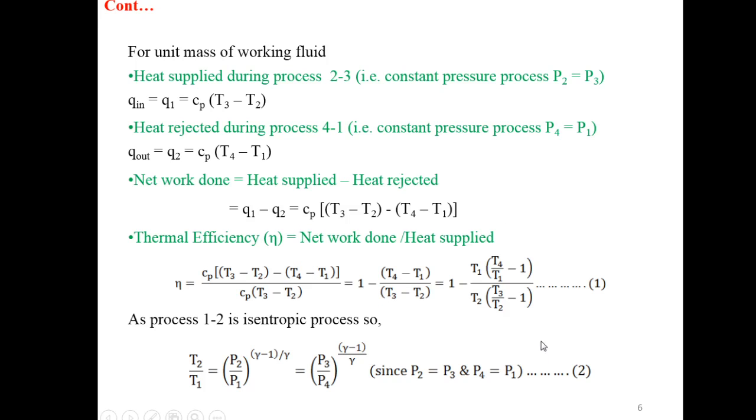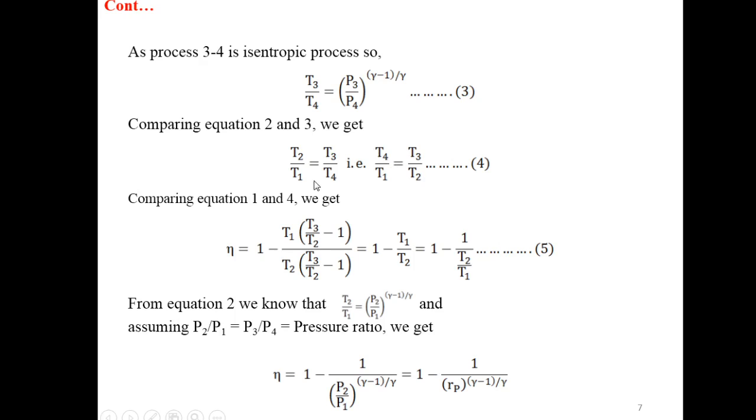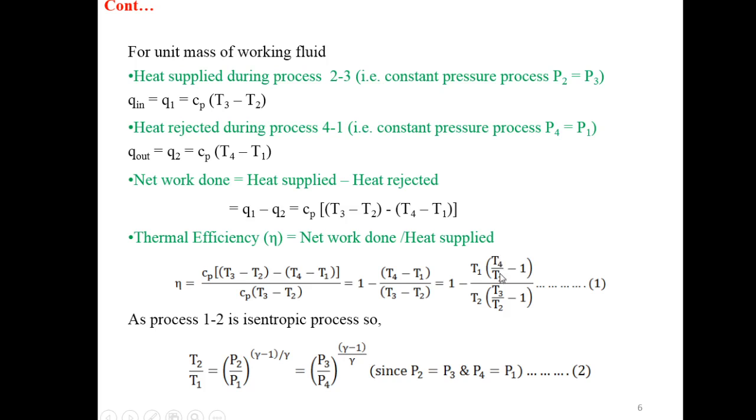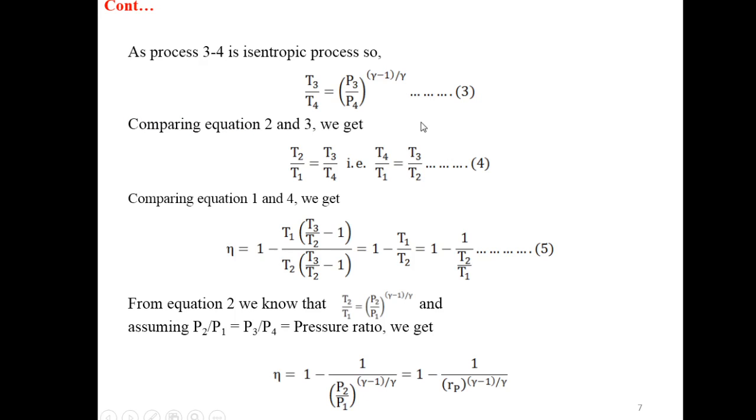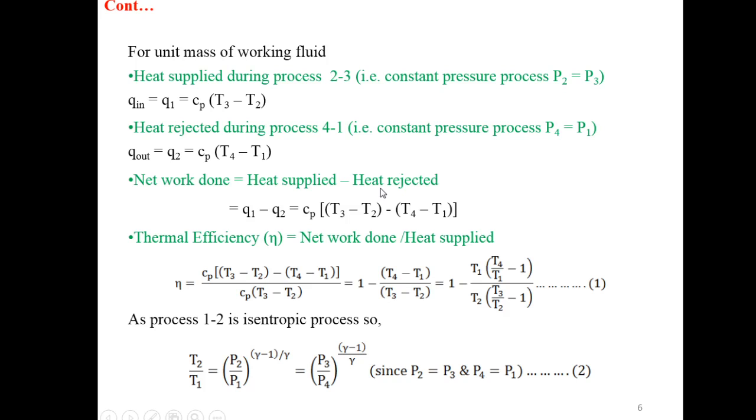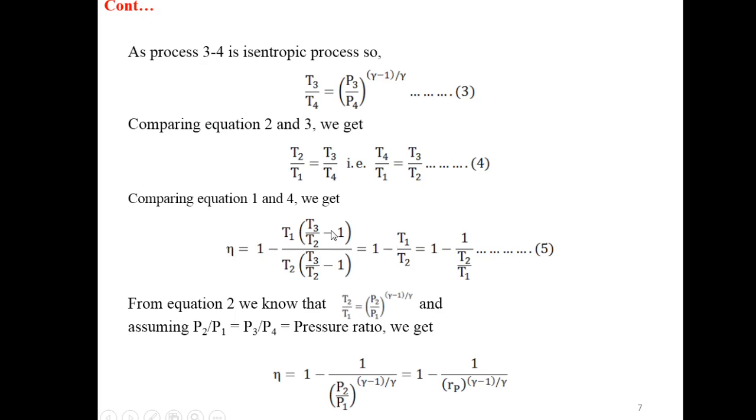If we compare equation 2 and equation 3, we get the relation T2 by T1 is equal to T3 by T4. That is, we can say T4 upon T1 is equal to T3 upon T2. If you compare equation 1 and equation 4, we come to know that this value T4 upon T1 is equal to T3 upon T2. So if you put the value of T4 upon T1 here, you get this relation with T3 upon T2. So the common term will be cancelled out, that is this one.